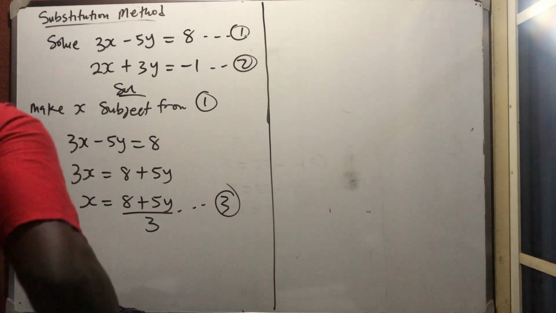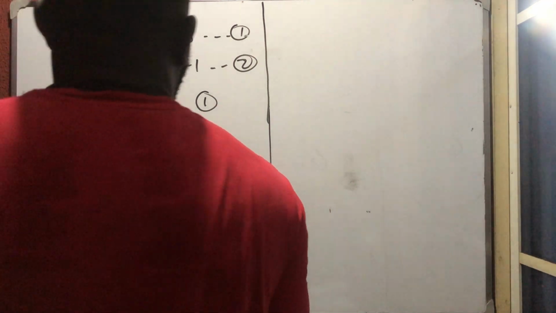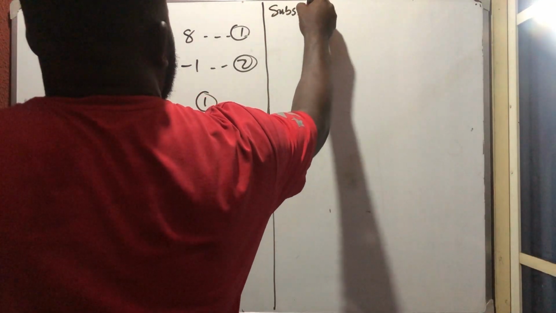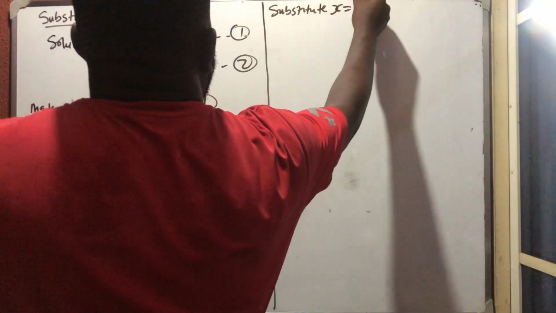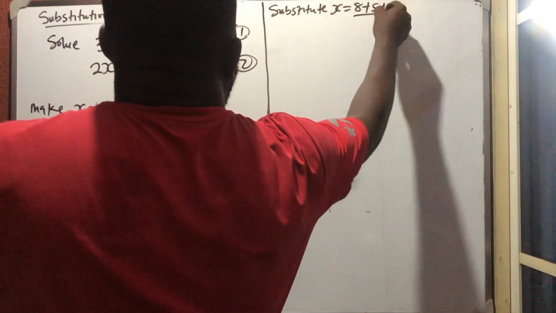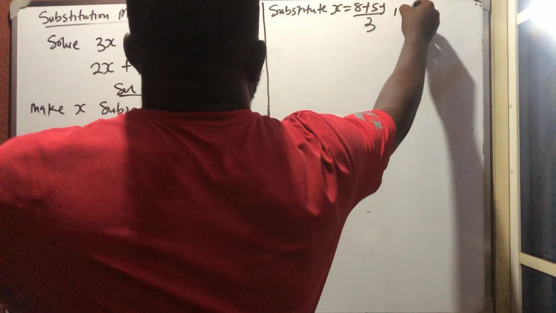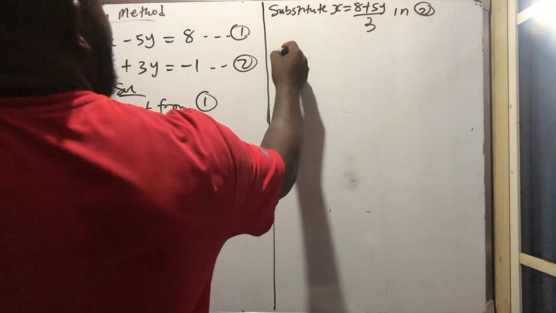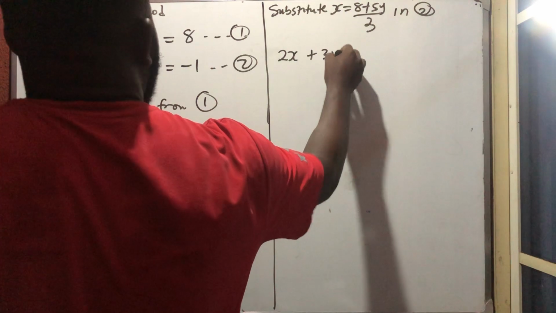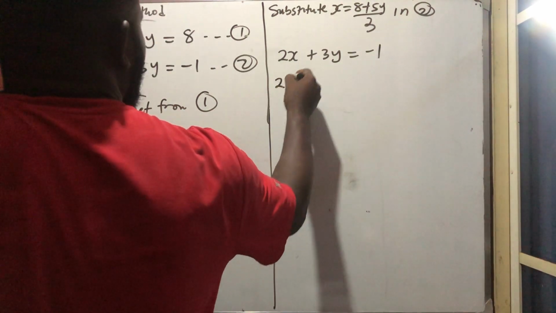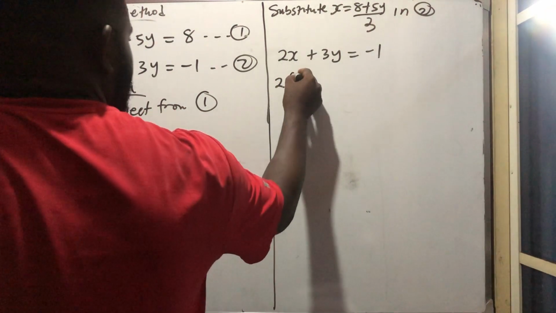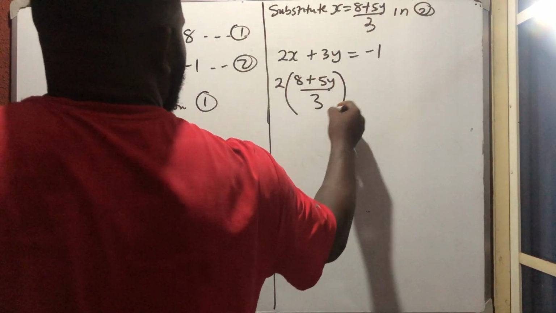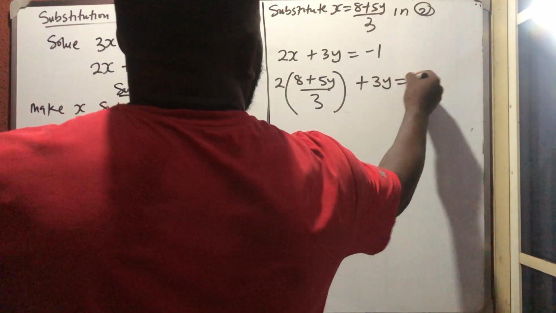So the next thing I'll do is substitute it in equation 2, because I made x the subject from equation 1. So I will substitute x, which is equal to 8 plus 5y, everything over 3, in equation 2. Equation 2 said 2x plus 3y is equal to minus 1. So 2 in bracket of, instead of writing x, I'll write 8 plus 5y all over 3, then plus 3y is equal to minus 1.